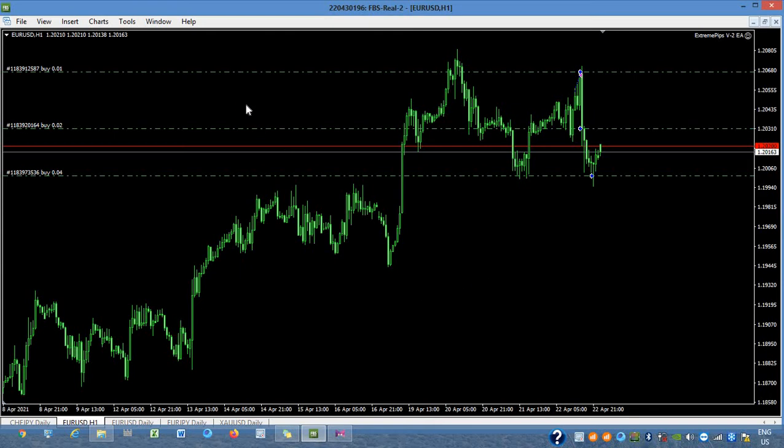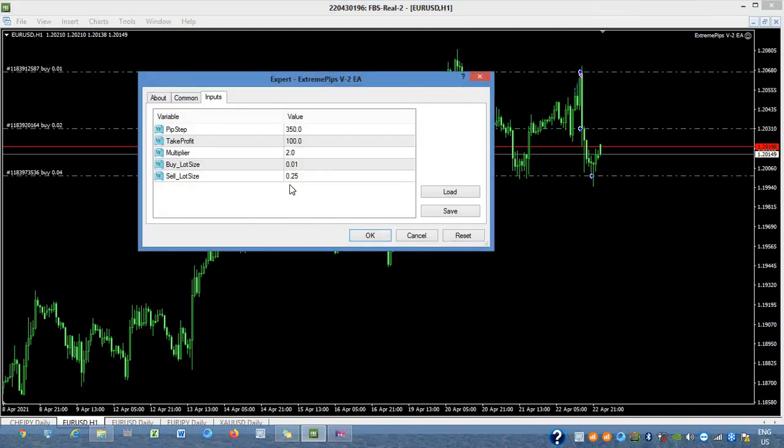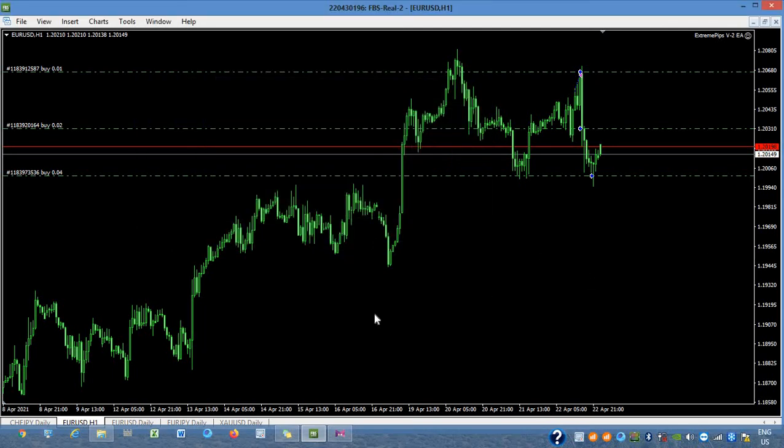So what I did, I put the 0.25 lot size. In case the EA follows the trend, I have 0.25 lot size for that trend, guys. So how would I say that it will go bearish for trend following? This is very basic, guys, as what I have said.